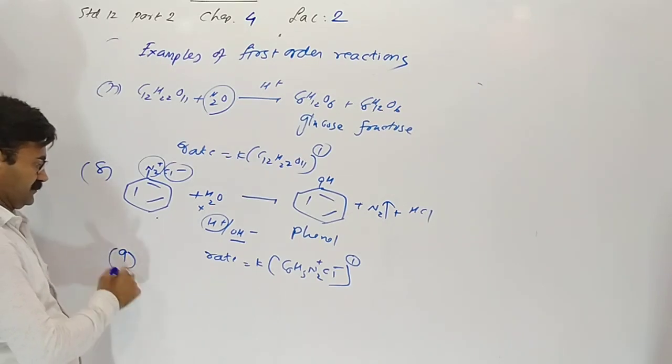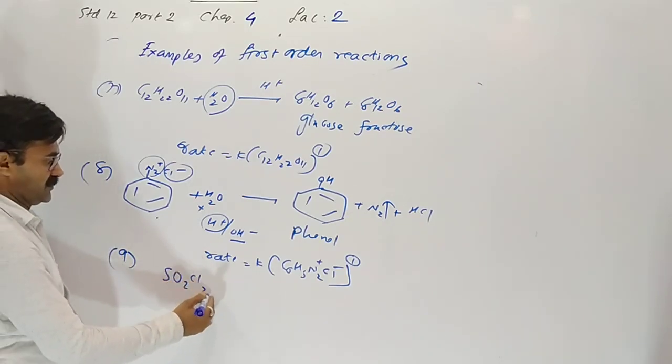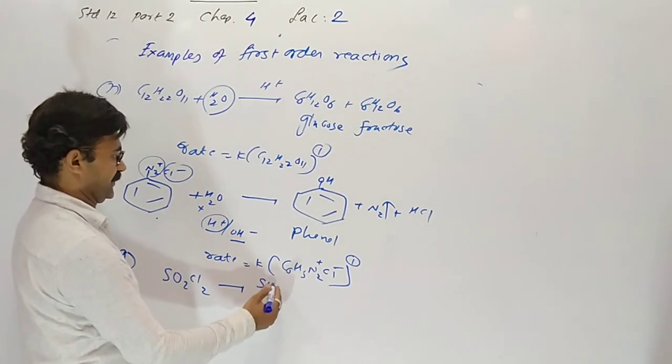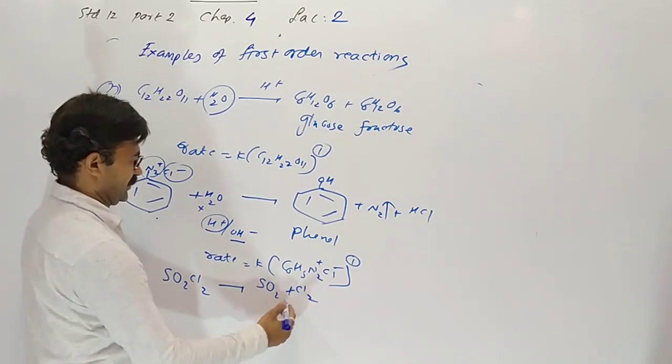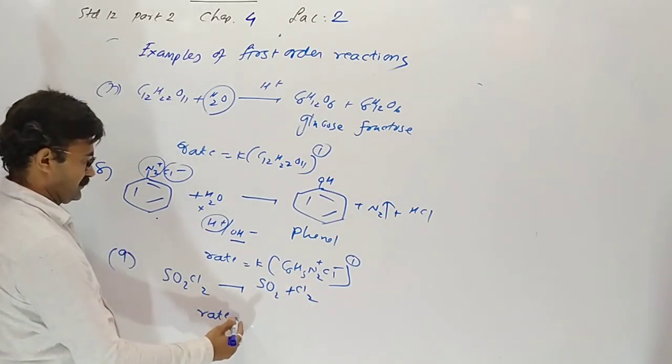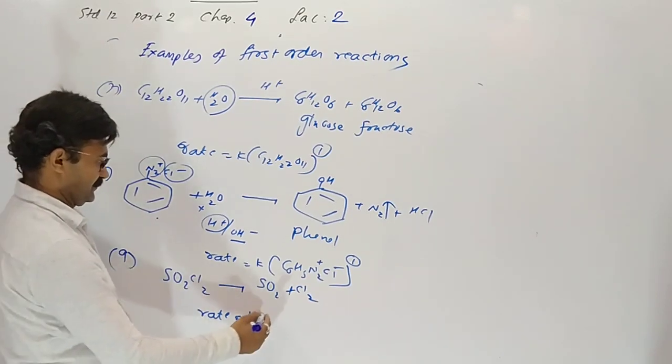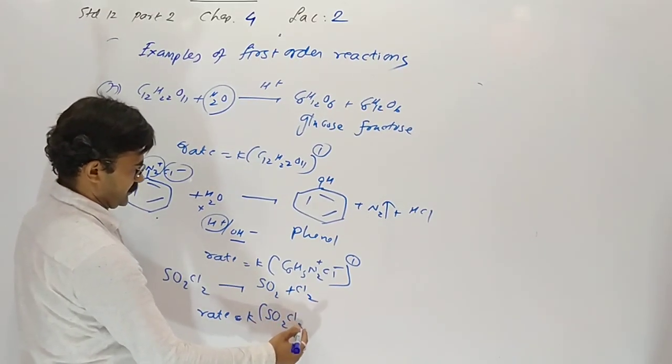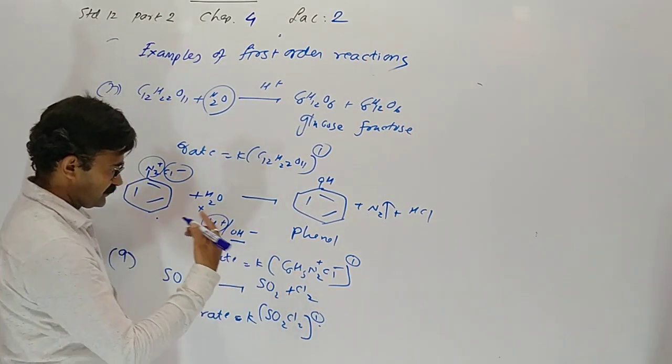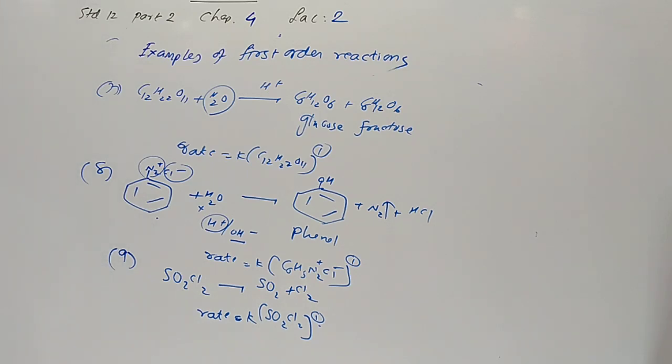Last example, decomposition of SO2Cl2 gives SO2 plus Cl2. So rate equals K and SO2Cl2 raised to 1. So the order of reaction is 1. Now some examples of second order reactions.